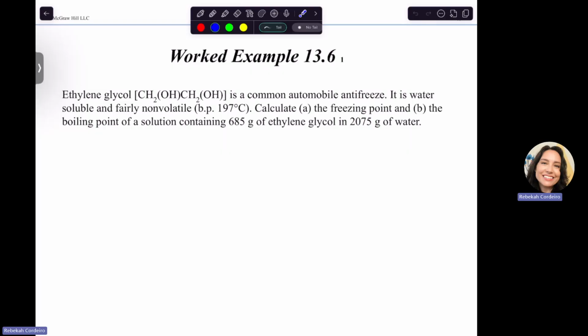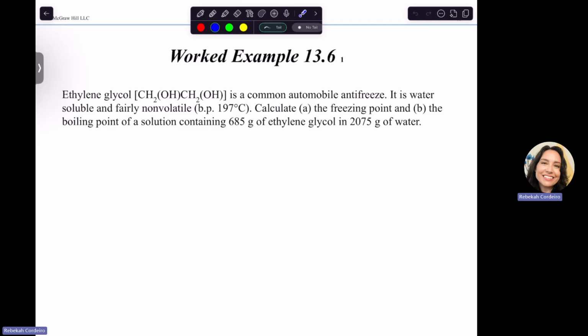So we're going to pick up with this example for freezing and boiling point. This is Chem 102, Chapter 13. We're in Section 5, I think. So why don't you take a look at this problem?